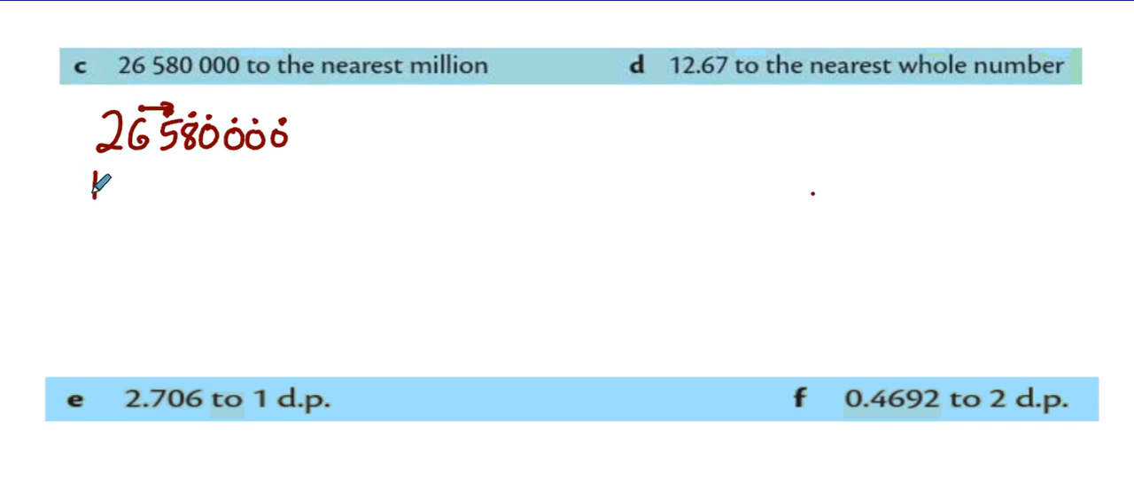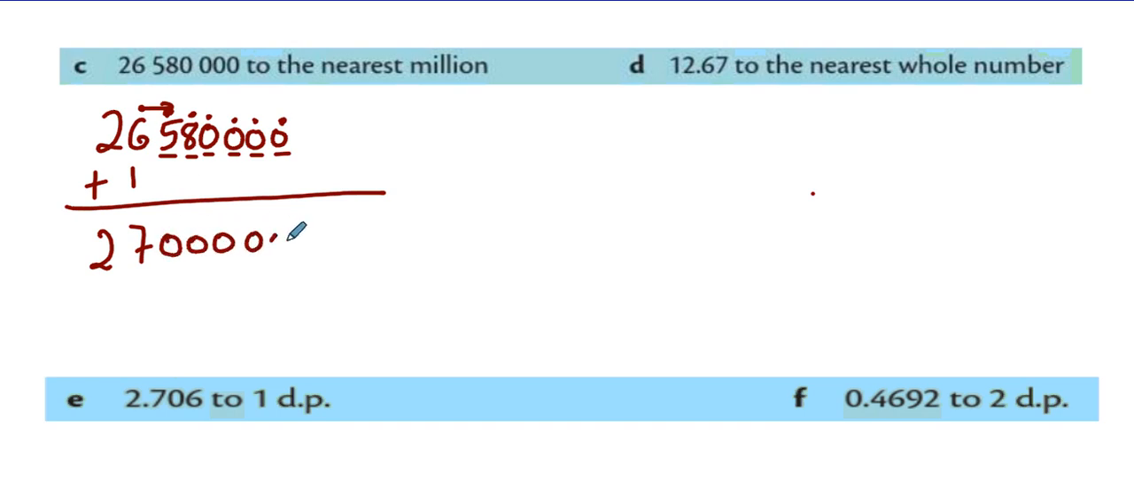Now on 6 we have to add 1, and this will be 7, this will be 2. Now what happens to the 580,000? All these 1, 2, 3, 4, 5, 6 numbers remaining, they all become zeros. 1, 2, 3, 4, 5, 6. And this is your final answer.